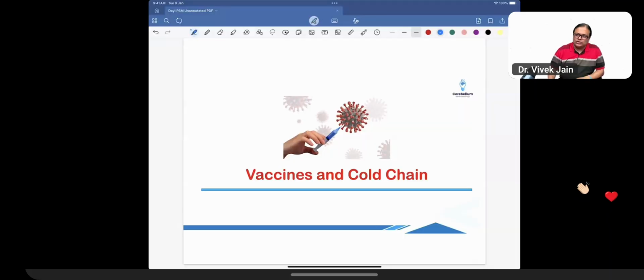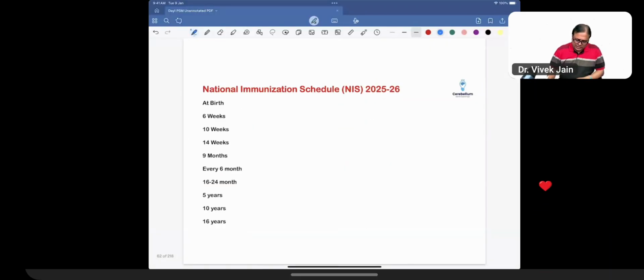Okay, vaccines, cold chain. Can you quickly tell me which vaccines are given at birth in India, 6 weeks, 10 weeks, 14 weeks? You keep on writing in the chat box, birth. I will quickly have a look and see how many of you are marking correctly, how many of you are marking wrongly. Okay, very right.